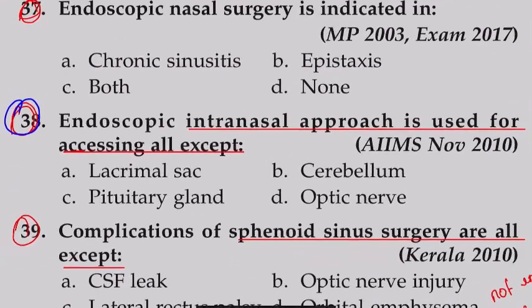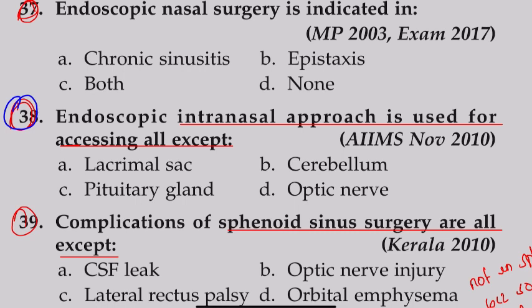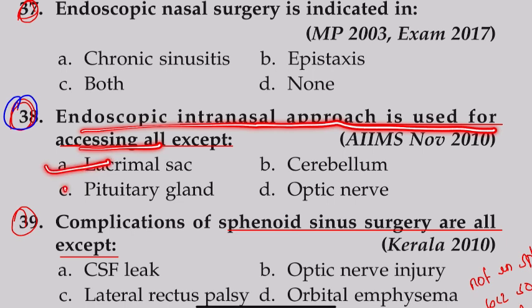The endoscopic intranasal approach is used for accessing all except. It is used for the lacrimal sac. Pituitary, yes, can be used. Optic nerve, yes. It is not used for accessing the cerebellum.